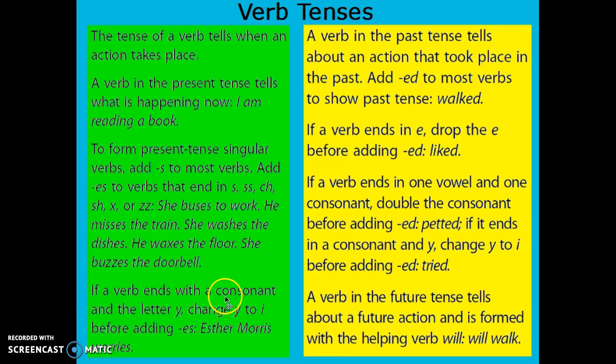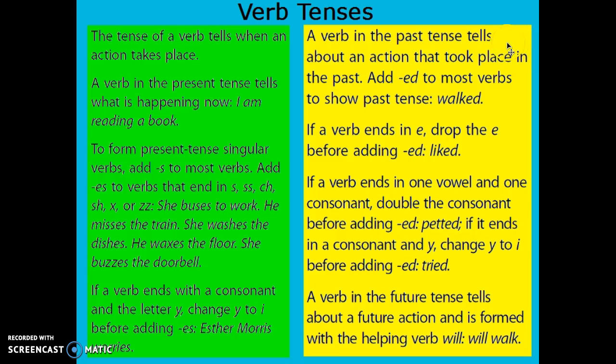If you have a verb that ends with a consonant and the letter Y, you change the Y to an I and add es. So, Esther Morris worries. Okay, worry would be W-O-R-R-Y. We take the Y off and add ies.